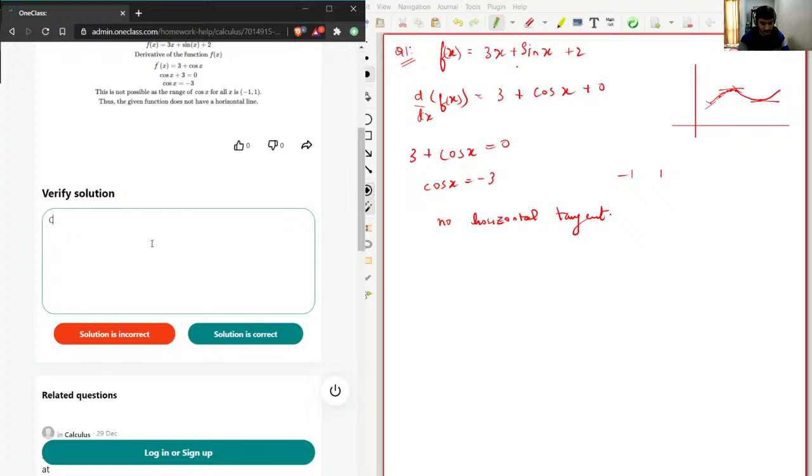So I can just say that the solution given here is correct. Nice work. The solution is correct.